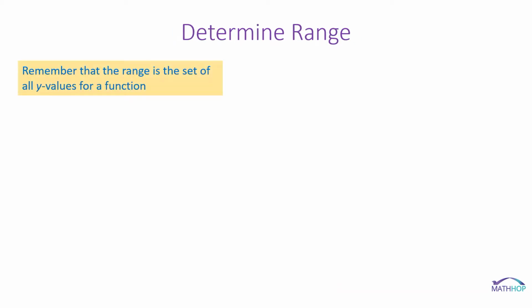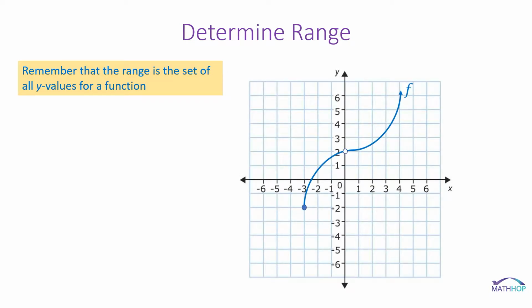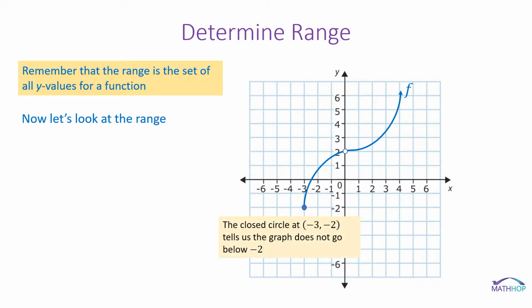Determining the range. Recall that the range is a set of all y values for a function. We are going to take the same exact function we just looked at, and we are going to look at the range. So starting with that point at -3, -2, when we're looking at the range, -3, -2 tells us this is the lowest output for this function. The graph does not go below -2. So the lowest value for our range will be -2.